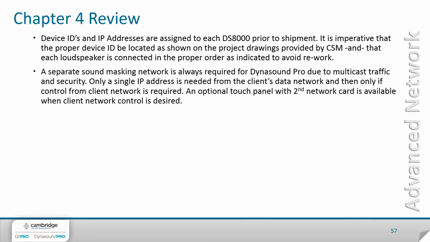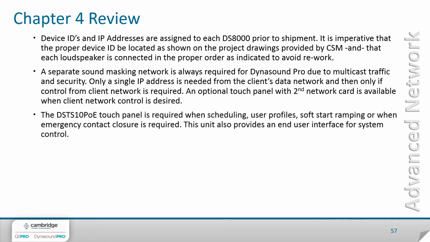A separate sound masking network is always required for Dynasound Pro due to multicast traffic and security. Only a single IP address is needed from the client's data network, and then only if control from the client network is required. An optional touch panel with a second network card is available when the client network control is desired. The DSTS-10PoE touch panel is required when scheduling, user profiles, soft start ramping, or when emergency contact closure is required. This unit also provides an end-user interface for system control.